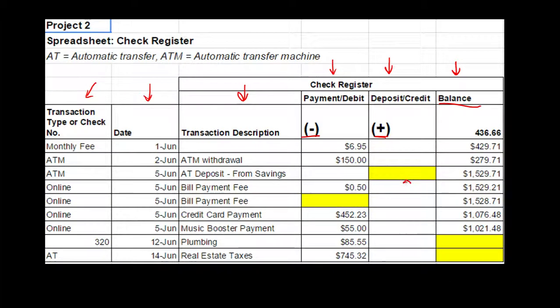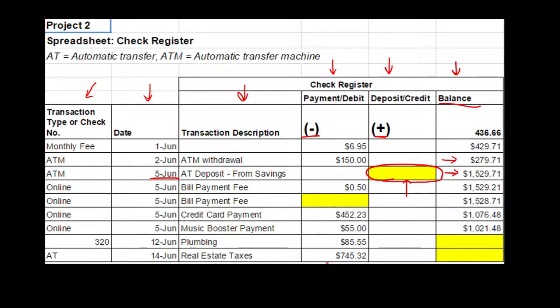So if I look at this blank box that I have to fill in, clearly some deposit or some credit was given to me on June 5th. So I need to see how much that deposit was, and I'll figure it out by looking at my current balance of $1,529.71 and looking at my old balance of $279.71.